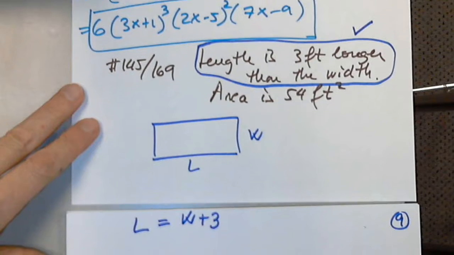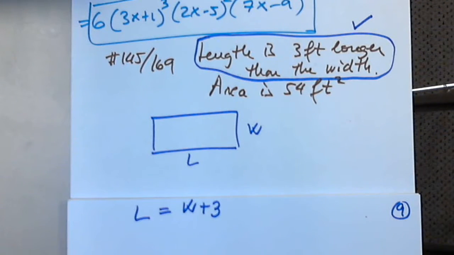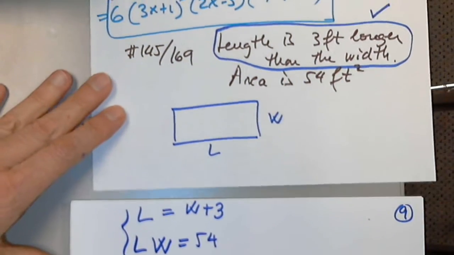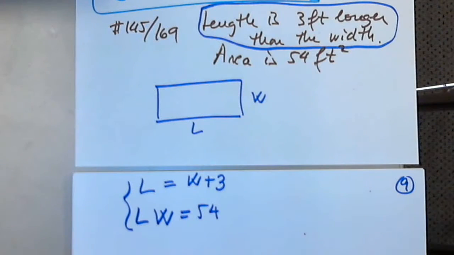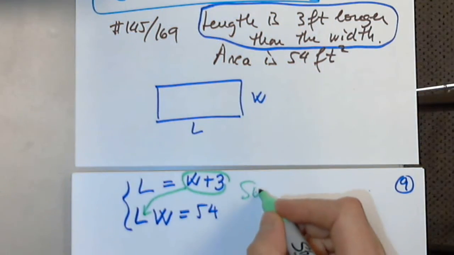Same thing. Now the area is 54 square feet. How do I express that into an equation? L squared plus W squared. But area is just length times width. Yes, L times W equals 54. What do I do next? I have two equations, and I know that L or W plus 3 mean the same thing. Find an ordered pair that satisfies both those equations. Maybe not. I will substitute.